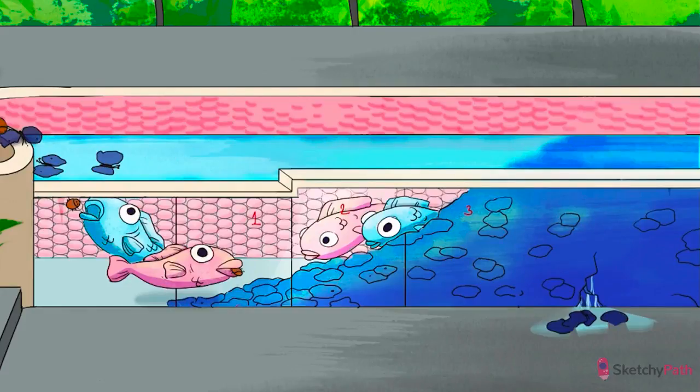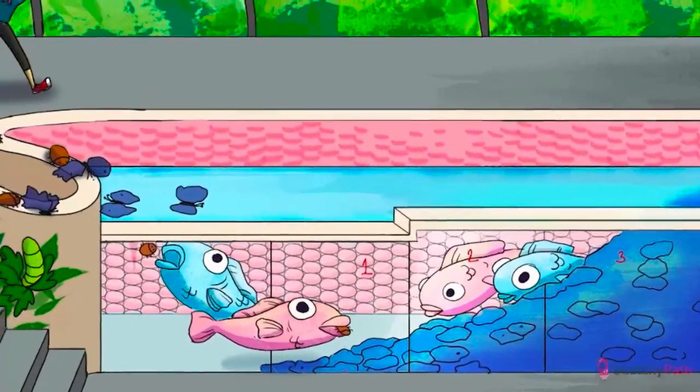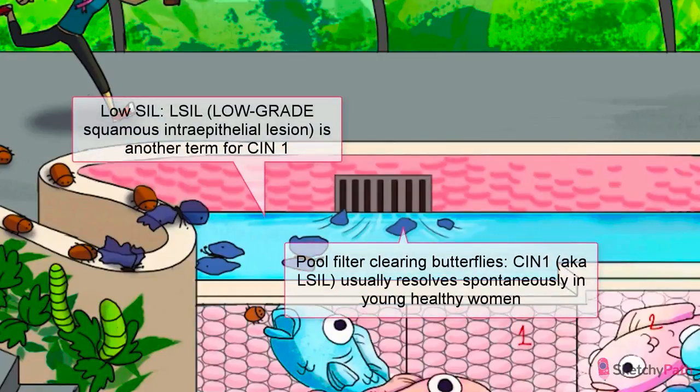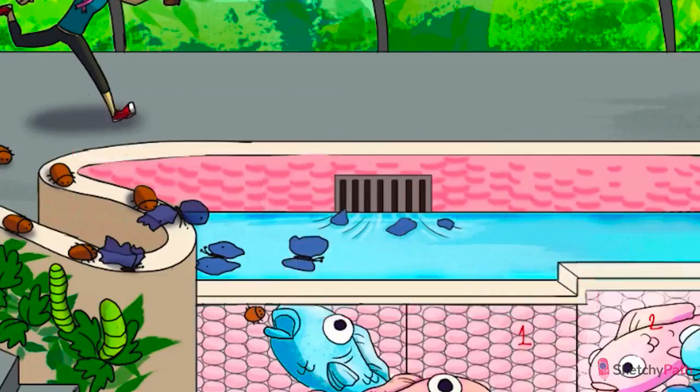I'm telling you, your immune system is pretty effective in eradicating that nasty HPV bug. CIN 1 is also called LSIL, or a low-grade squamous intraepithelial lesion, because CIN 1 usually resolves spontaneously in young, healthy women. That's right, just like this immune filter here, filtering out those dead dysplastic butterflies. CIN 1 is largely controlled by the immune system and will most likely not progress to cancer. LSIL means low grade. As such, we've made the CIN 1 tank lower than the rest of the aquarium.